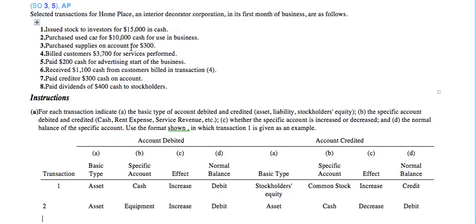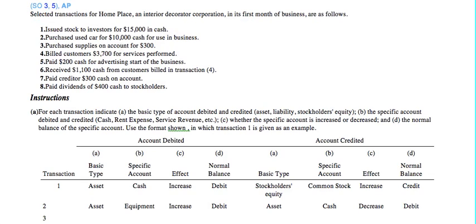I'll hit my tab key. Number 3, purchase supplies on account for $300. The two accounts that are affected are supplies, and on account is accounts payable. Supplies is an asset account. It increases on the debit side. It's on the left side of the equation. Accounts payable is a liability. It's on the right side of the equation, so its normal balance is a credit.